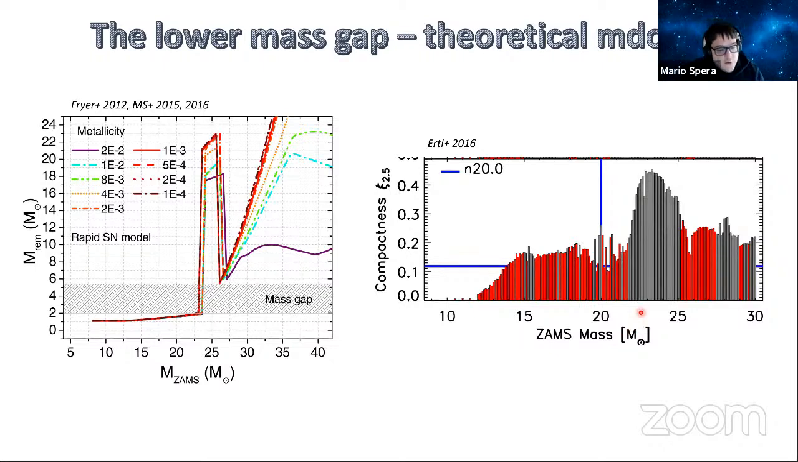But of course, not all supernova explosion models predict the existence of the lower mass gap. There is, for example, another simplified supernova explosion model, called the delayed supernova explosion model, that does not predict the mass gap. If we had used the delayed model in this plot, we would have obtained a monotonic trend here. No jumps, so no mass gap. But this was just to show you that the presence of the lower mass gap is very debated from both the observational and theoretical side.